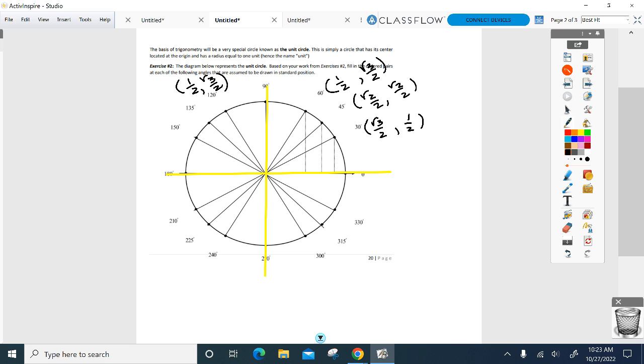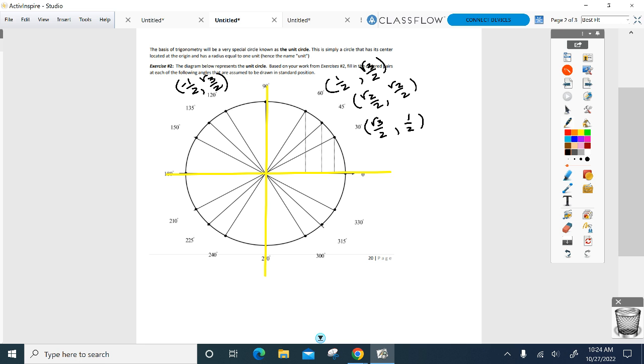Slight change. What quadrant am I in now? Quad 2. What do you guys know about your x coordinates in quad 2? They're negative, aren't they? So guess what's going to be negative here? There you go. Same coordinate. I just got to be careful what quadrant I'm in because some of the coordinates are negative in that quadrant. All right, let's keep going.